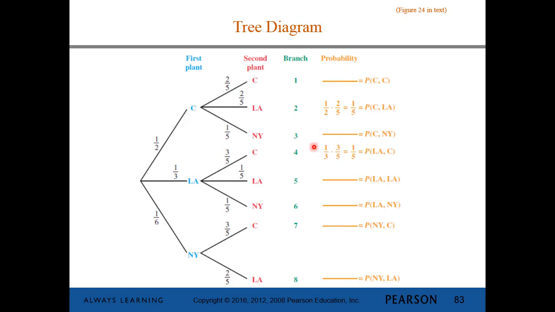Now what about this one? The next one is 1/5 because we're going down this here. Now what about this one? 1/3 times 1/5 is 1/15. In fact, both of these will be 1/15. And then this one is 3/30 or 1/10, and this one is 2/30 or 1/15. If you add up all of these probabilities, they will add up to 1.